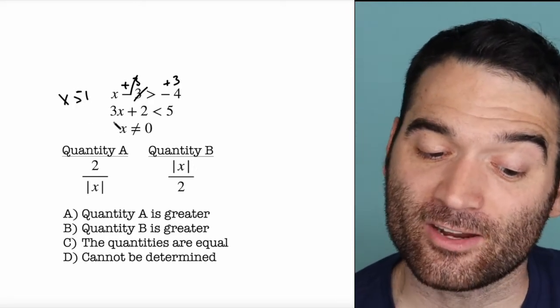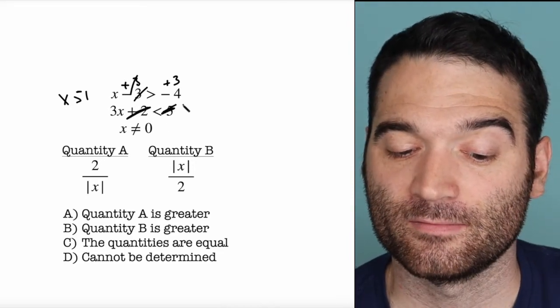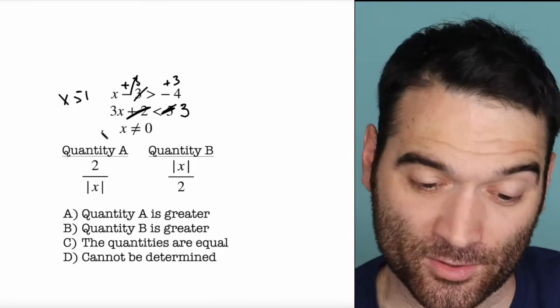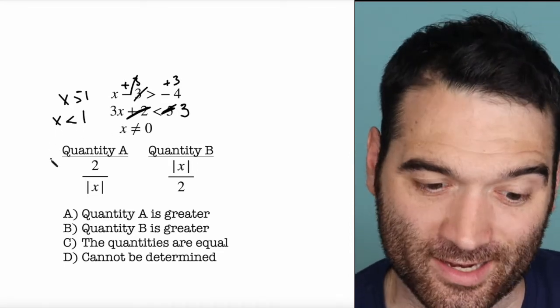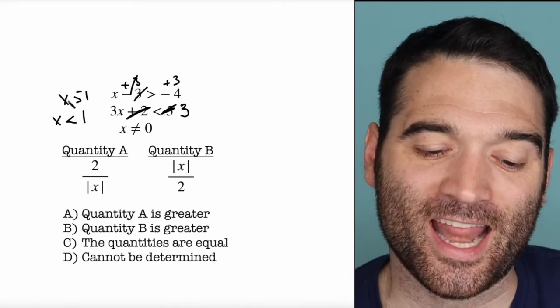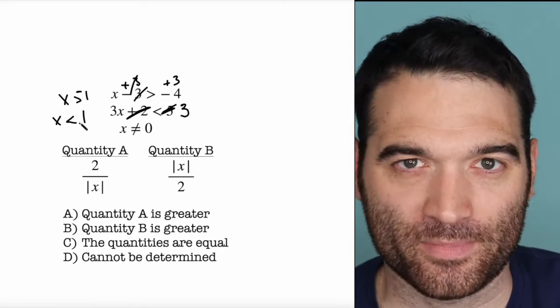Great. And here I have 3x plus 2 is less than 5, so I'll subtract 2 from both sides. That leaves me 3 over there, and I'll divide both sides by 3 to get x is less than 1. So let's take stock here for a second. What this is telling me is that x has to be somewhere between negative 1 and 1 without being 0.